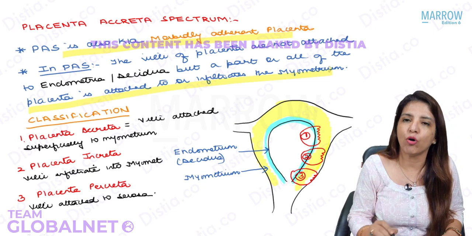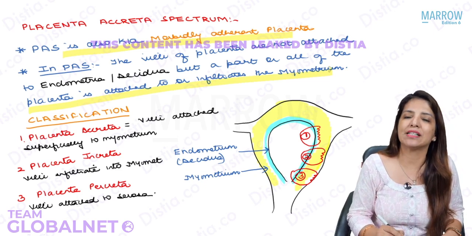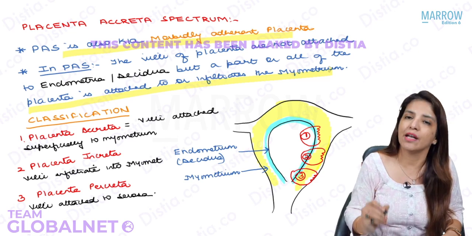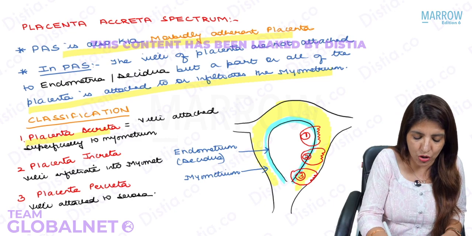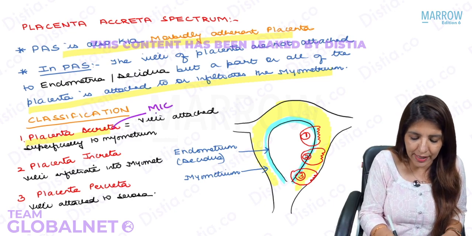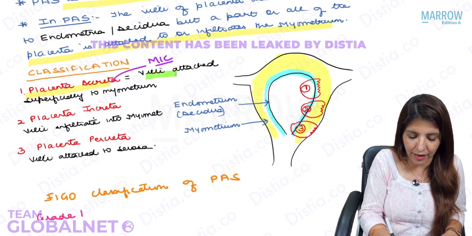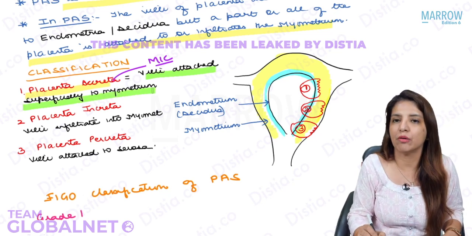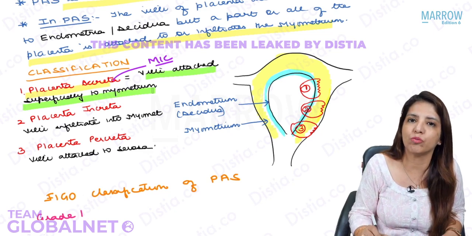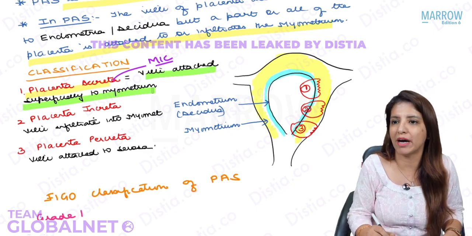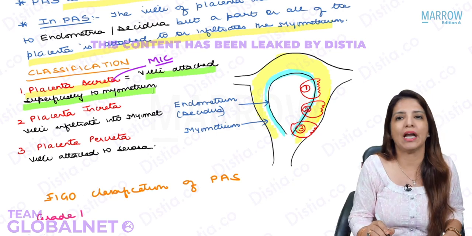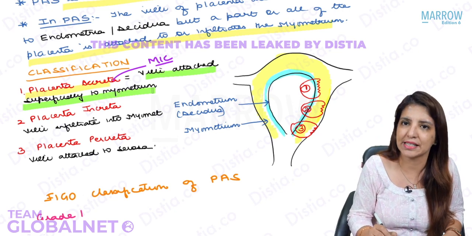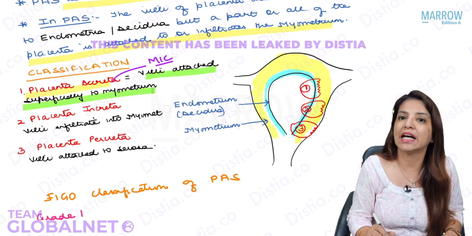Now, depending upon where the villi are attached, this placenta accreta spectrum has three kinds of placentas included in it. Number one is placenta accreta, which is the most common variety. In placenta accreta, the villi are attached superficially to the myometrium. As you can see in the image which I have drawn, the blue color is the endometrium or the decidua and yellow is the myometrium. So in number one, the villi are attached superficially to the myometrium and that is what is called placenta accreta. Then we have placenta increta.